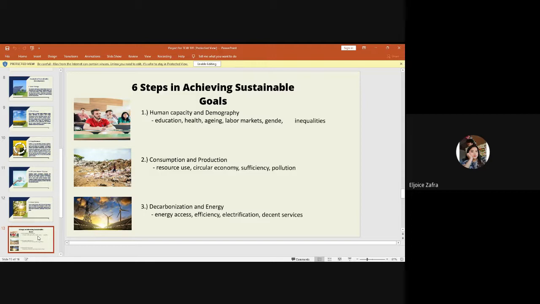Decarbonization and energy. It is possible to decarbonize the energy system around 2050 while providing clean and affordable energy for all, including through energy efficiency and more renewable electrification. Example: energy access, efficiency, electrification, and services. Next reporter is Jocelyn Lazaro.